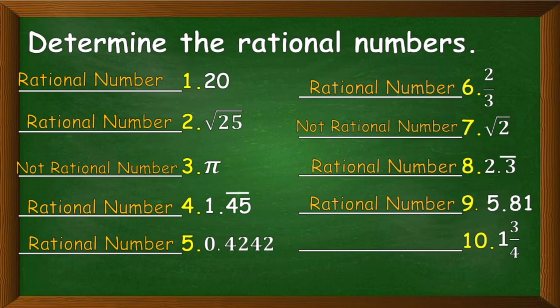And for the last one, we have this mixed number. We can express this as an improper fraction, making this a rational number.